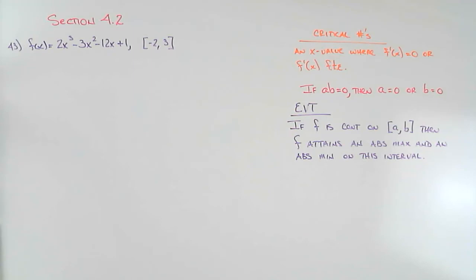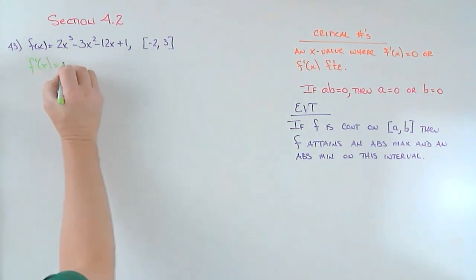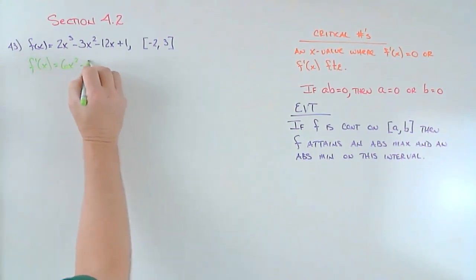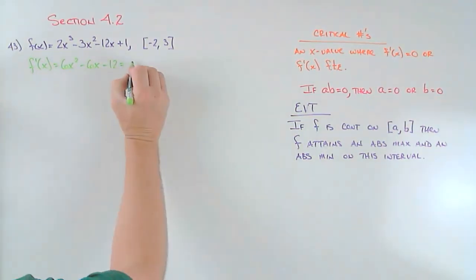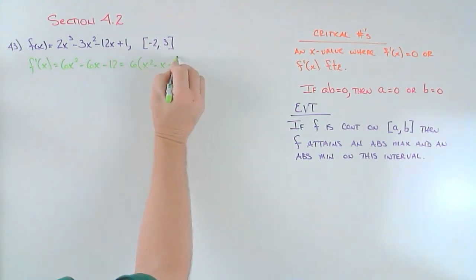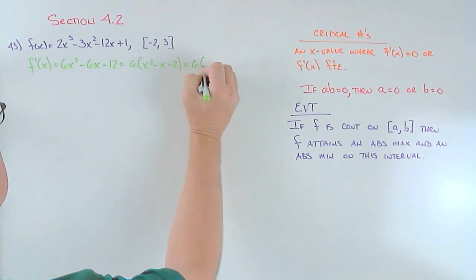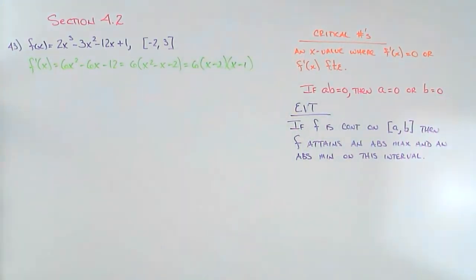Again, there is a set of steps that we can use to solve problems of this type. Step 1, we're going to take the derivative. That gives me 6x squared minus 6x minus 12. I'm again going to factor that. That's going to give me 6 times x squared minus x minus 2. And that's going to factor as 6 times x minus 2 times x plus 1.